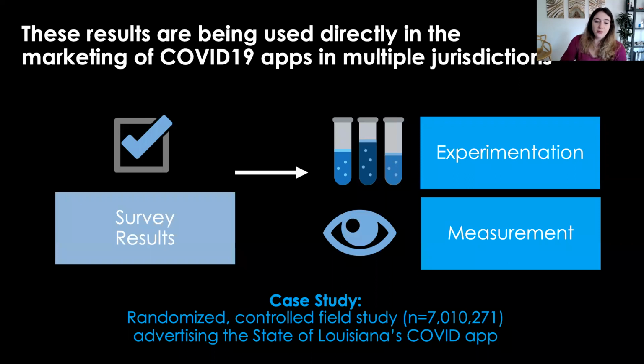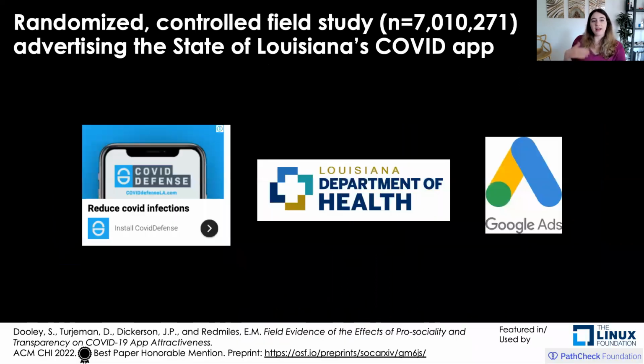And so we worked with the state of Louisiana to conduct a randomized controlled field study, and we ran their Google display ads campaign for them in order to do this field study. The Louisiana Department of Health developed an app called COVID Defense. And actually, they didn't really develop the app. A foundation called the PathCheck Foundation that came out of MIT developed this app, as well as, I believe, over 15 others that were used in the Americas.